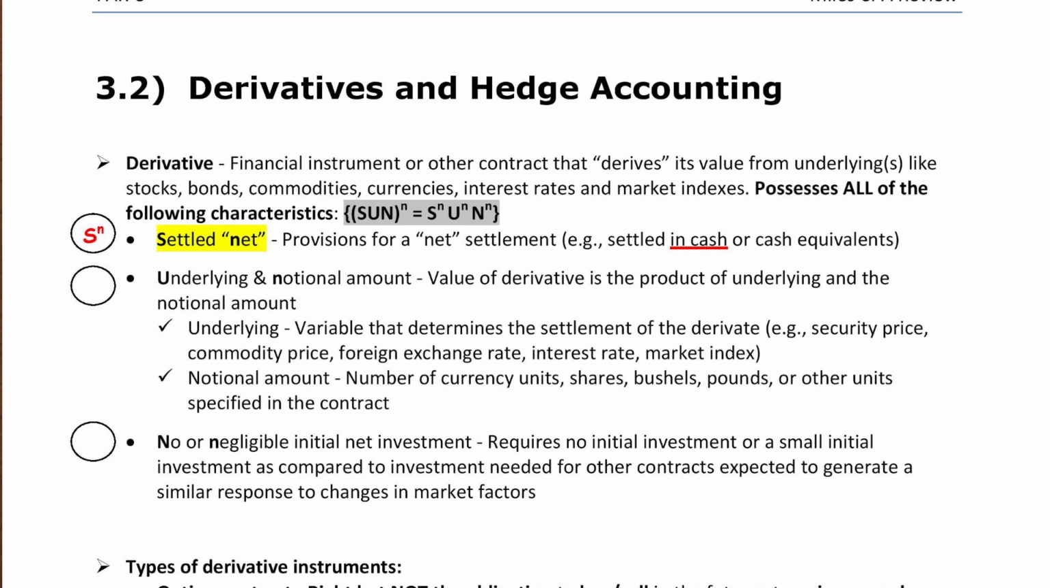Second bullet, highlight underlying and notional amount. So on the bubble there, write U to the power of n, where the U is underlying and n is the notional amount. So the value of the derivative is the product of the underlying and the notional amount. Right there, settlement price equals underlying dollars multiplied by notional number of units.